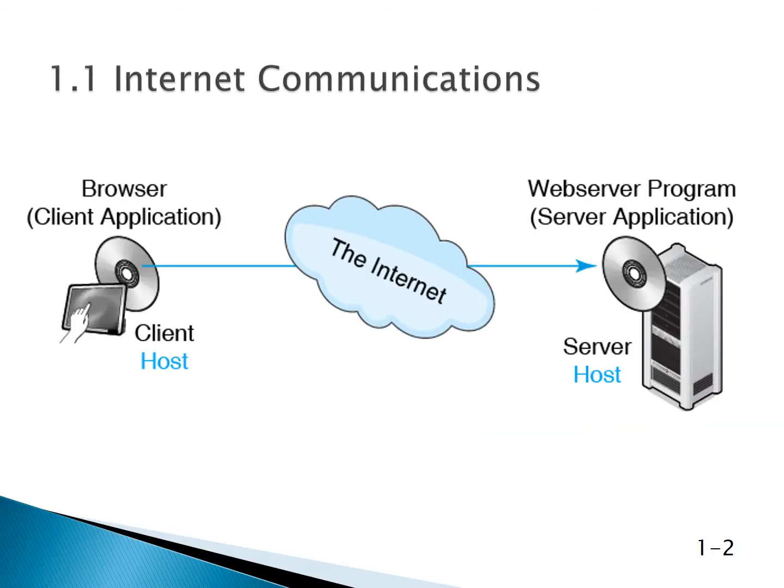The simple internet communication in a very simple presentation is like this. When you use your phone or computer to connect to a website, you are basically connecting your phone to the internet, and then the internet will get something, for example an HTML file or an image or a movie, from a web server. And the web server program will respond. Everything that we have in between is what we call the internet.